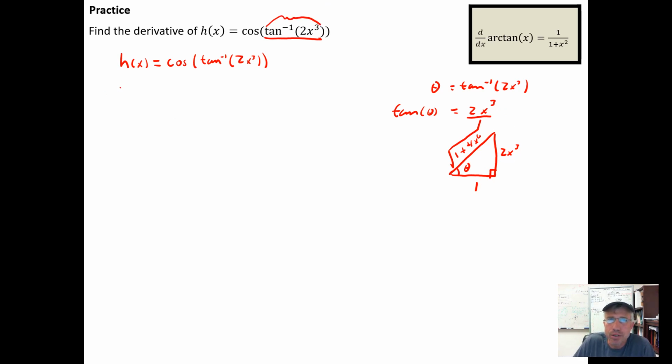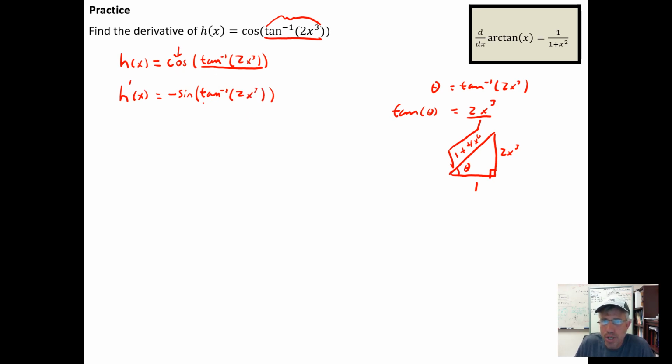Now I can go ahead and take the derivative. So I'm going to get h prime of x equals, and I start with the outermost function, which is the cosine function. So the derivative of cosine is minus the sine. And then it's going to have all of the stuff inside the sine function that was inside the cosine function. So inside the sine function, we'll go tangent inverse of 2x cubed.